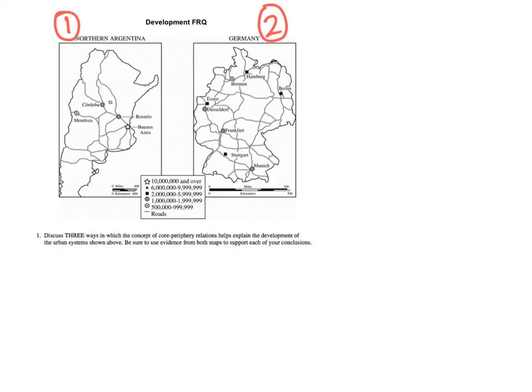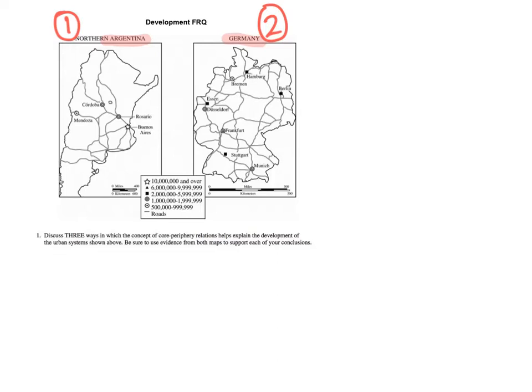The second thing I notice, first one is a map of Argentina. And the second one is a map of Germany. That should be a heads up that these are different regions of the world. These are different levels of development. These are different types of economies, different types of climates, okay? So they're almost in opposition to each other, okay? We've got Argentina, which is developing, and we've got Germany, which is highly developed. Argentina's in South America, Germany's in Europe, okay?